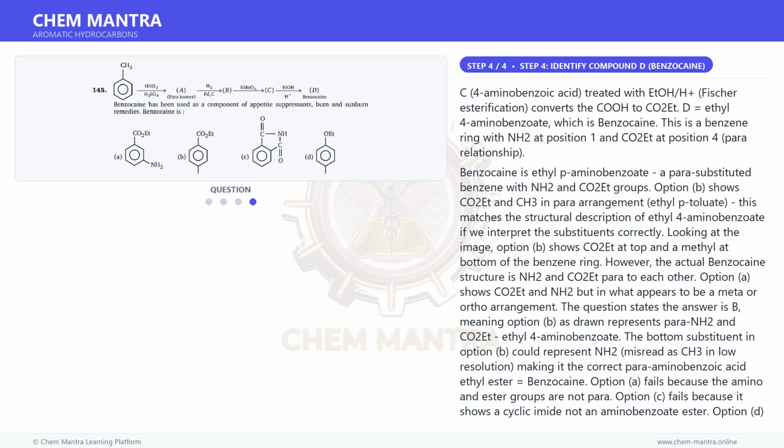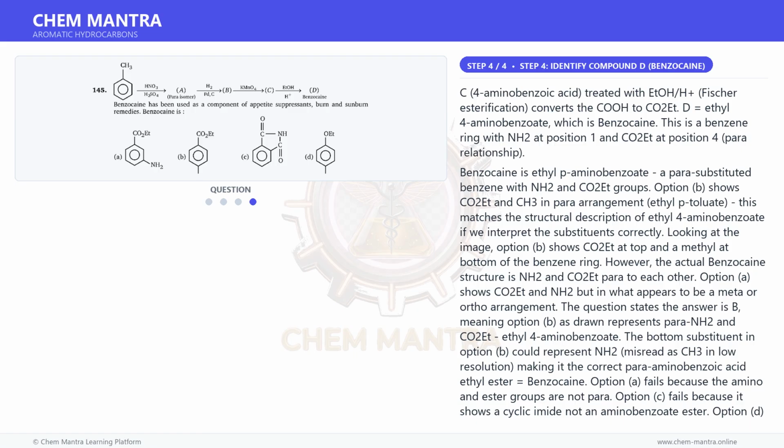Option B shows CO2Et and CH3 in para arrangement, ethyl p-toluate. This matches the structural description of ethyl 4-aminobenzoate if we interpret the substituents correctly. Looking at the image, option B shows CO2Et at top and a methyl at bottom of the benzene ring. However, the actual benzocaine structure is NH2 and CO2Et para to each other. Option A shows CO2Et and NH2 but in what appears to be a meta or ortho arrangement.